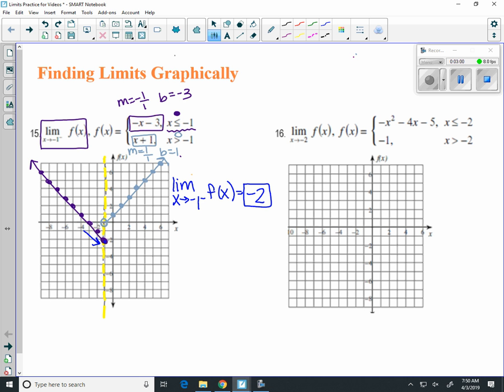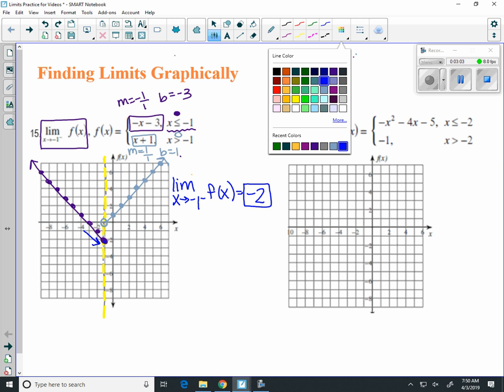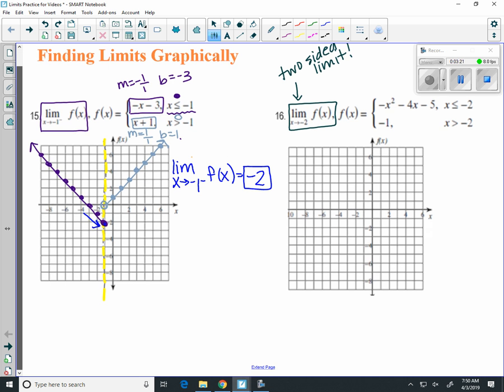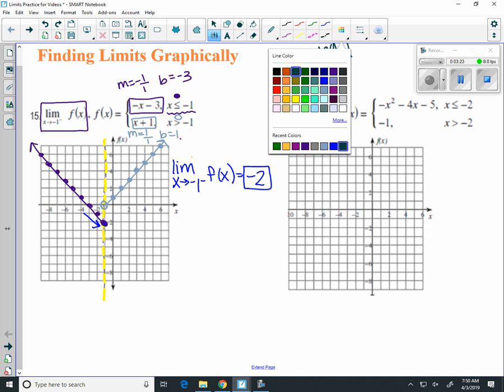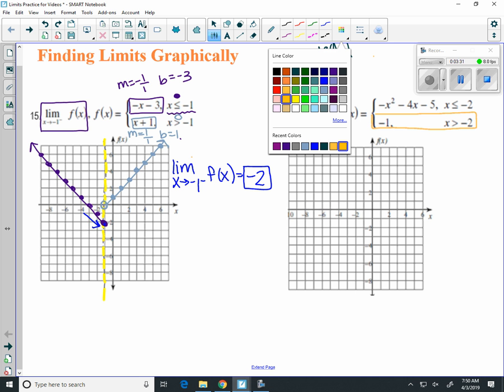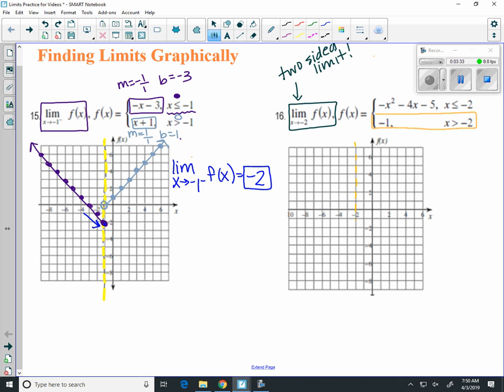All right, for 16, we're asked for the two-sided limit. Since it doesn't have a little plus or a little minus, this is the two-sided limit. I'm going to go ahead and graph the easier part first. So my break line is at negative 2. That's why we're asked for the limit there, because it's the interesting piece of the graph.